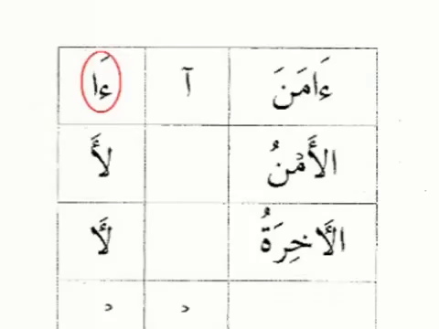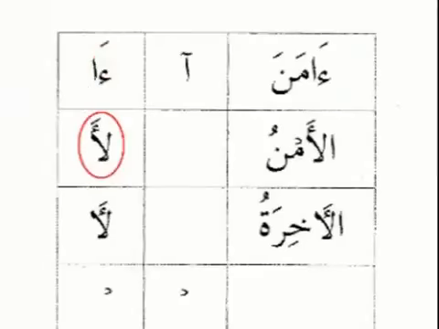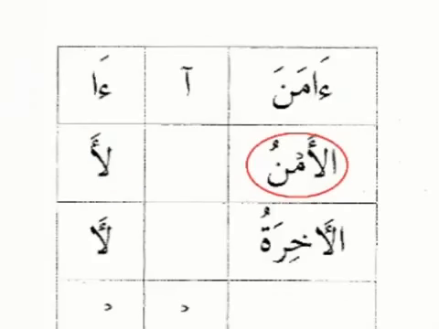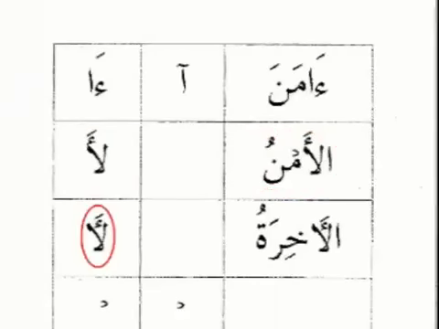Because A means Hamza plus Alif. Just like Ba is Ba plus Alif, Ta is Ta plus Alif. So Hamza plus Alif is A. So we write like this in the Quranic script, not like this. Now, if it's Lam Alif, if the Hamza is placed on top of the Alif, it is Hamza followed by Fatha, it is A. For example, Al-Amnu. But please note, if it is placed between the two lines here, it is Hamza plus Fatha plus Alif.